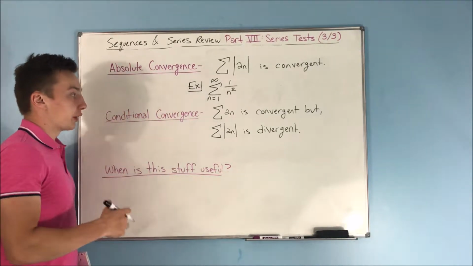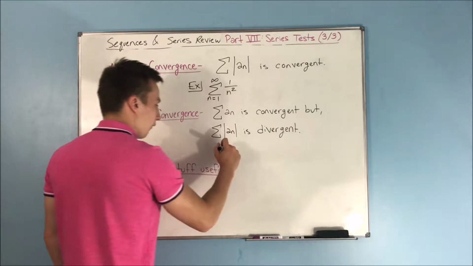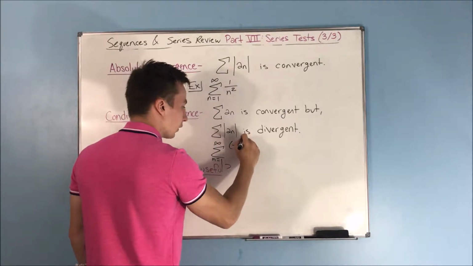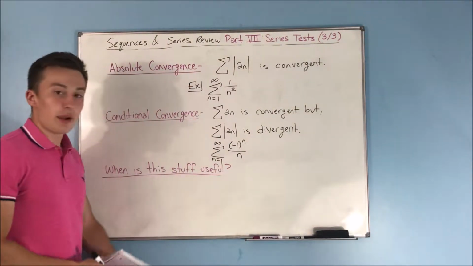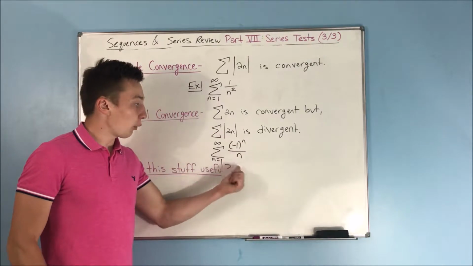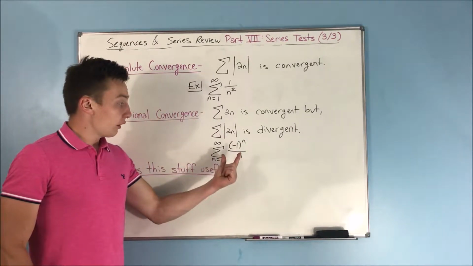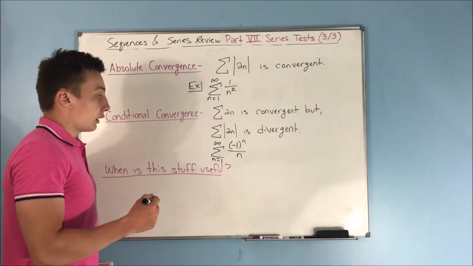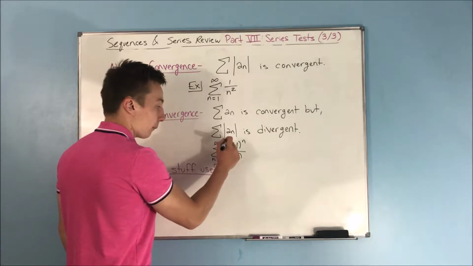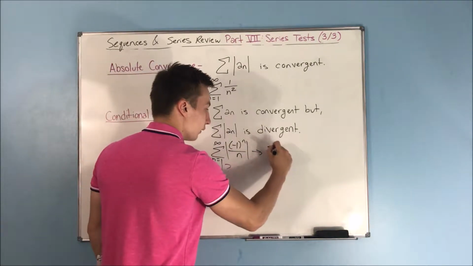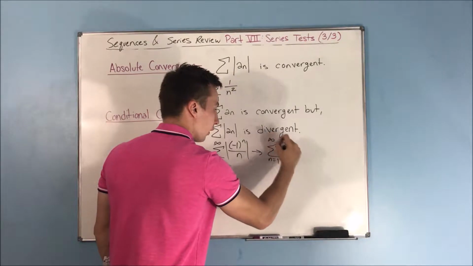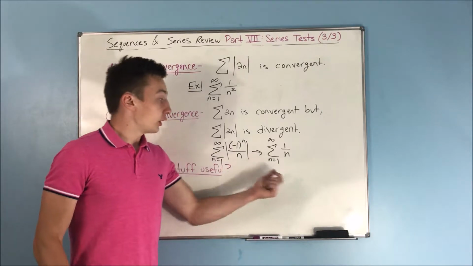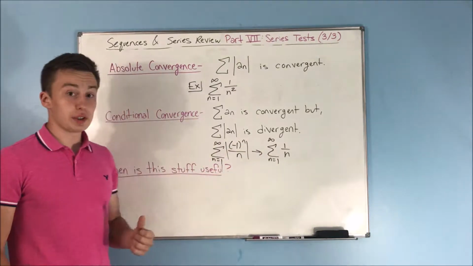Now, what about conditional convergence? What's a good example there? Well, say we have the sum from n equals 1 to infinity of, let's do the alternating harmonic series, -1 to the nth power over n. As it stands right now, this is convergent by the alternating series test. We've done that before. Now, if you take absolute value, what you get is the sum from n equals 1 to infinity of 1 over n. That's the harmonic series, and that's divergent. So this is an example of conditional convergence.